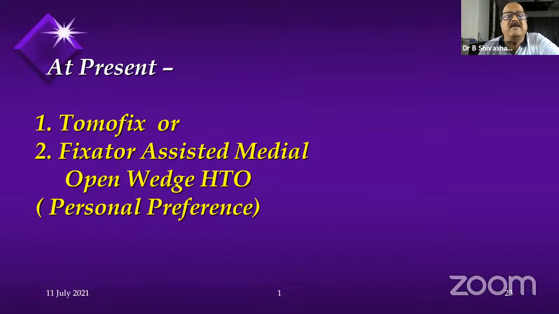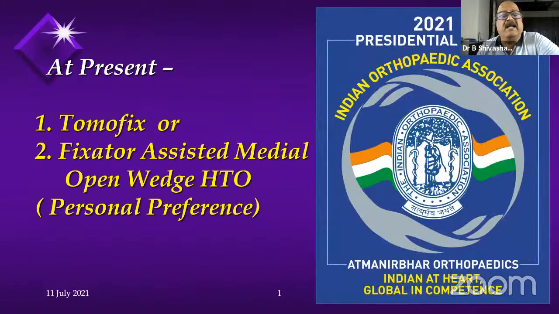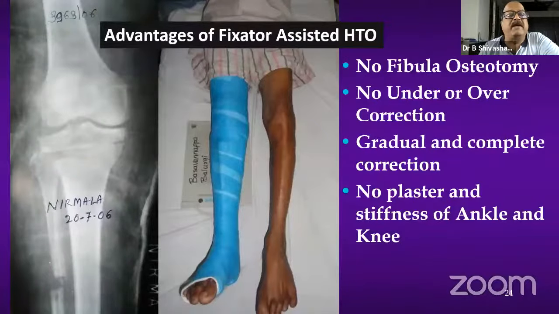One of the reasons is that the fixator can be repeatedly used, and it pays back because the cost is also very important. The TomoFix plate itself costs, even the Indian version, about 20,000 rupees. So that is one of the reasons why I tend to use the fixator. Another reason is that this fixator is Atmanirbhar orthopedics. This is my own theme for this year. This fixator has been designed by one of the speakers today, Dr. Mangal Parihar. So it's an Indian implant and an Indian fixator, which I'm very happy with, and I have been using it.